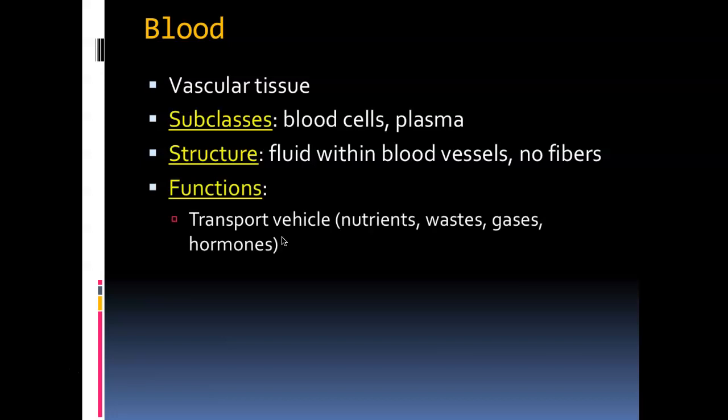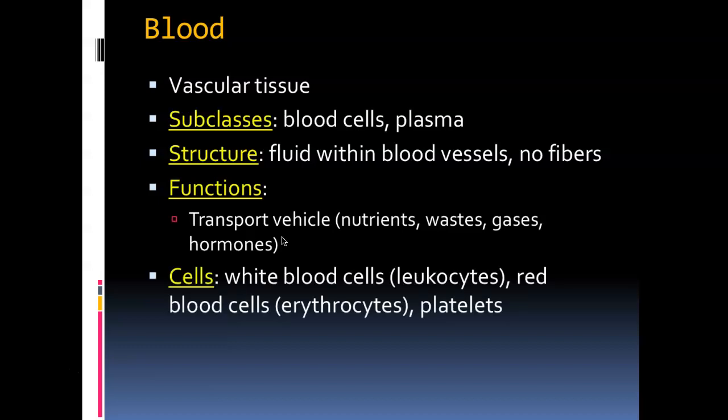So blood isn't just red blood cells. That's usually what we think of when we think of blood. Blood is red blood cells, white blood cells, and the plasma fluid. And so it is a transport vehicle for nutrients, waste, gases, and hormones. And like I just said a minute ago, the cells are going to be white blood cells, also known as leukocytes, red blood cells, also known as erythrocytes, and then platelets. Platelets are going to be those proteins that are involved in blood clotting. And they're located within the blood vessels, which you already knew.